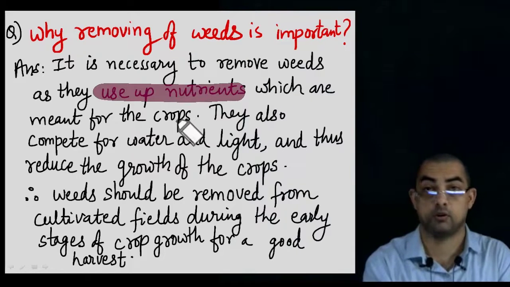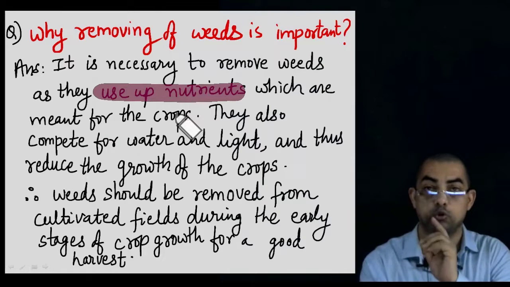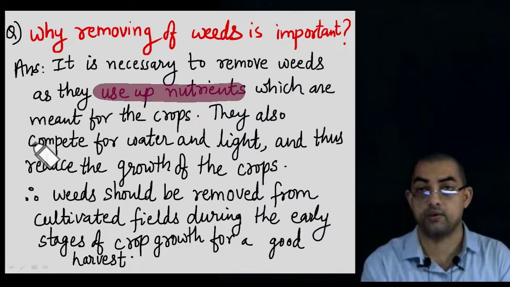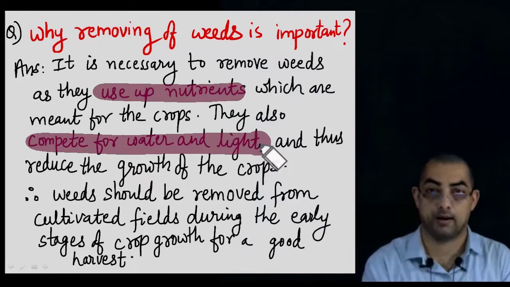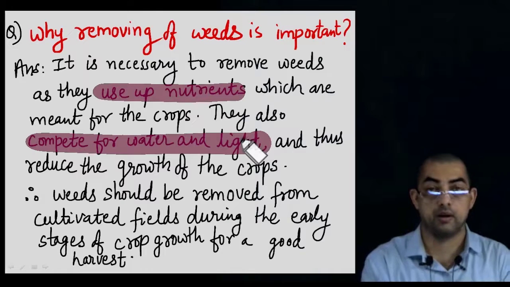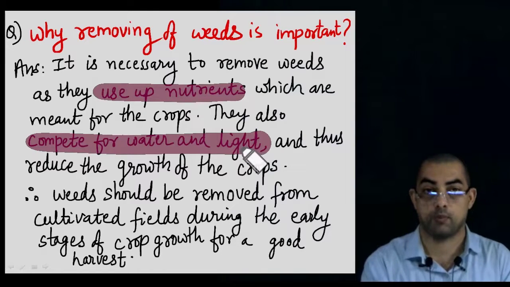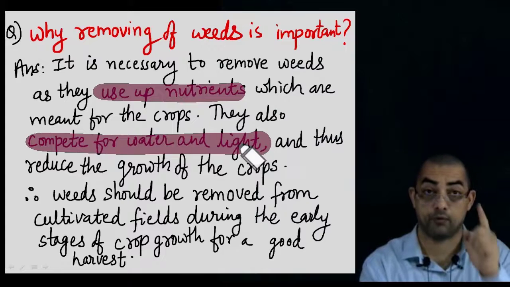The nutrients which are meant for the crops, which should be used by the crops, are used by these weeds, which we don't want. So we remove them. Now they also compete for water and light. You are going to irrigate the field, and some amount of water is going to be taken by them. So that will be again a competition for our crops, and for light also. Light coming from the sun.